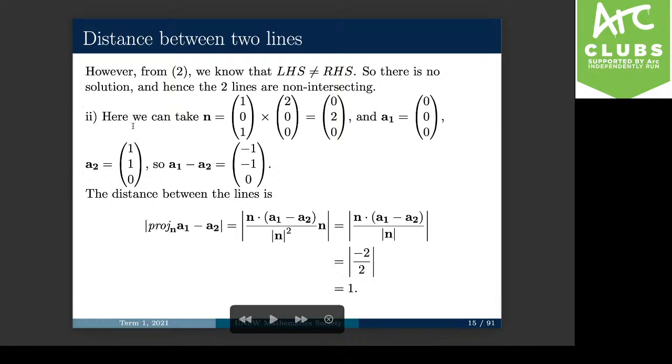Now we're trying to find the shortest distance, the distance between two lines. So since they are non-parallel and non-intersecting, we can use this formula right here.